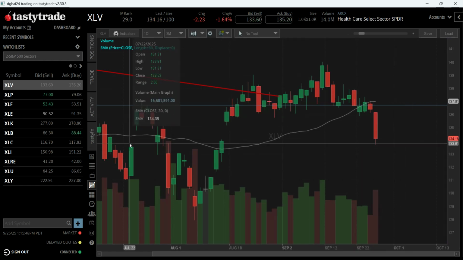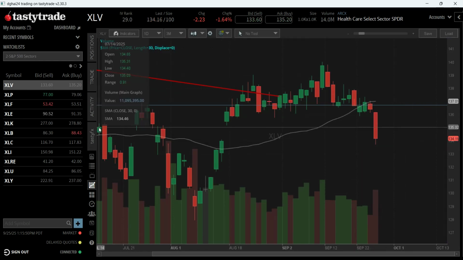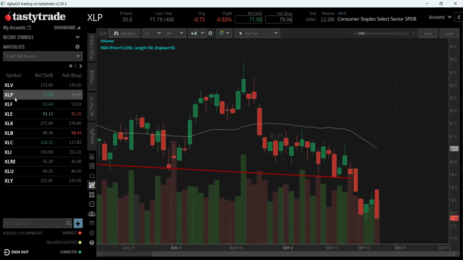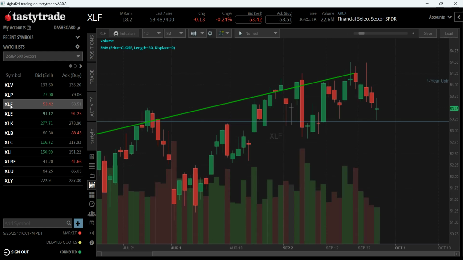Healthcare, not too exciting on the 3-month trend. Today it closed lower than where it was 3 months ago, so it's now technically a 3-month downtrend. Not too excited about that. This one, obviously, Staples, also a 3-month downtrend.